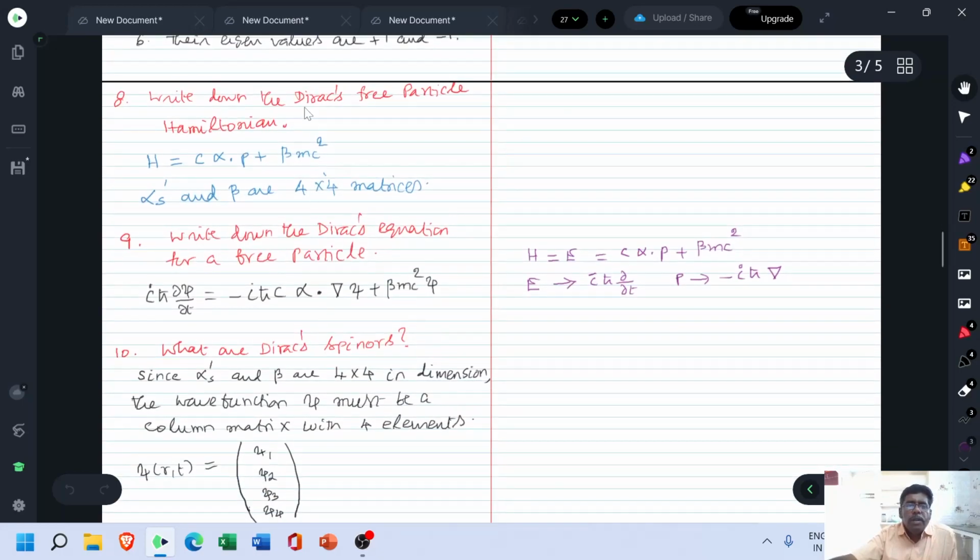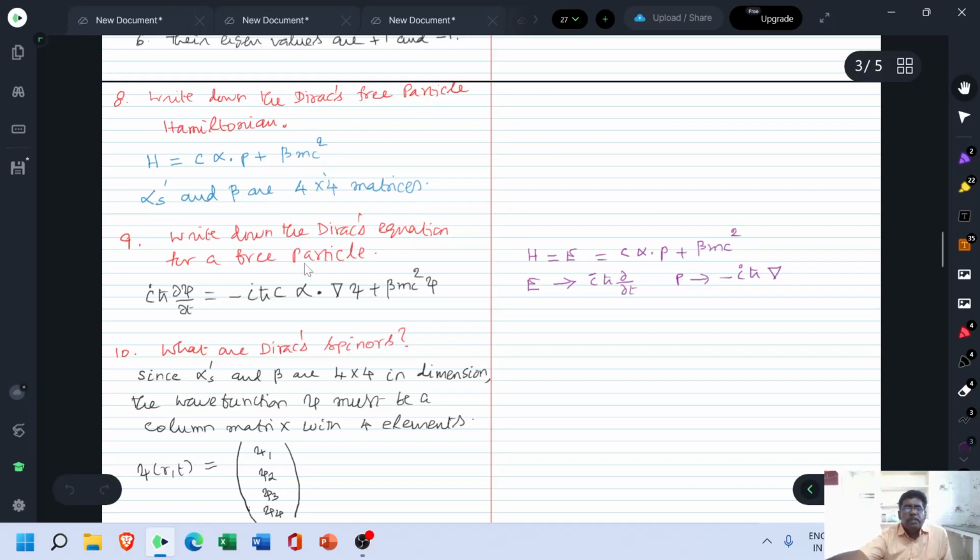Write on the Dirac's free particle Hamiltonian. H equal to c alpha dot p plus beta m c square is the Dirac's free particle Hamiltonian. If it is not free particle, we have to add potential energy term. H equal to c alpha dot p plus beta m c square plus V of r. If it is a free particle, a constant force is acting or no force is acting. Therefore, H equal to c alpha dot p plus beta m c square. Here alphas and betas are 4 by 4 matrices.